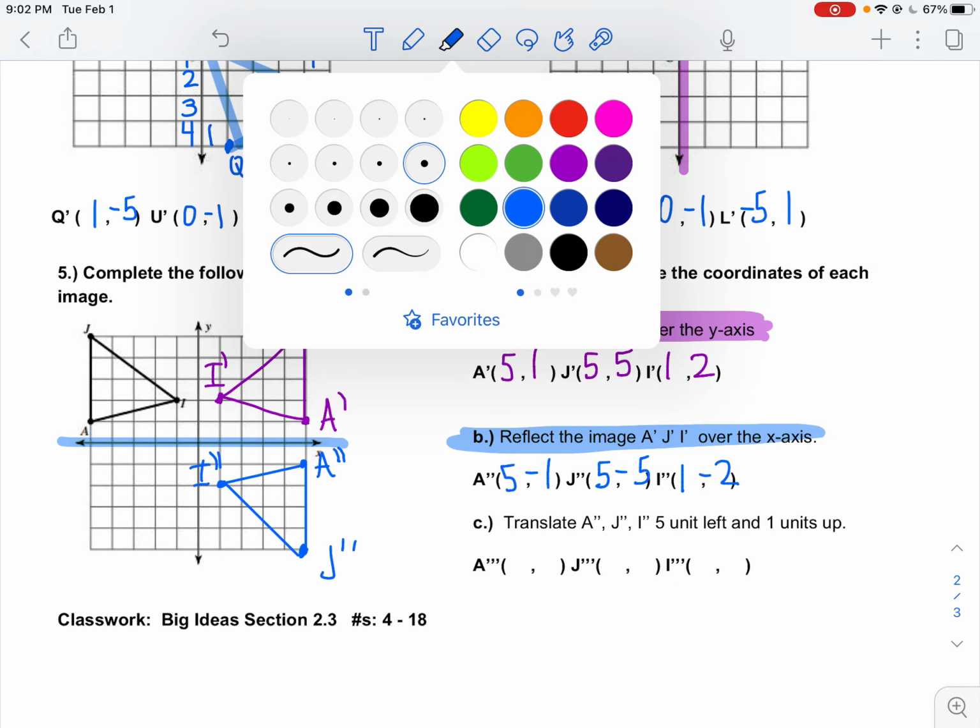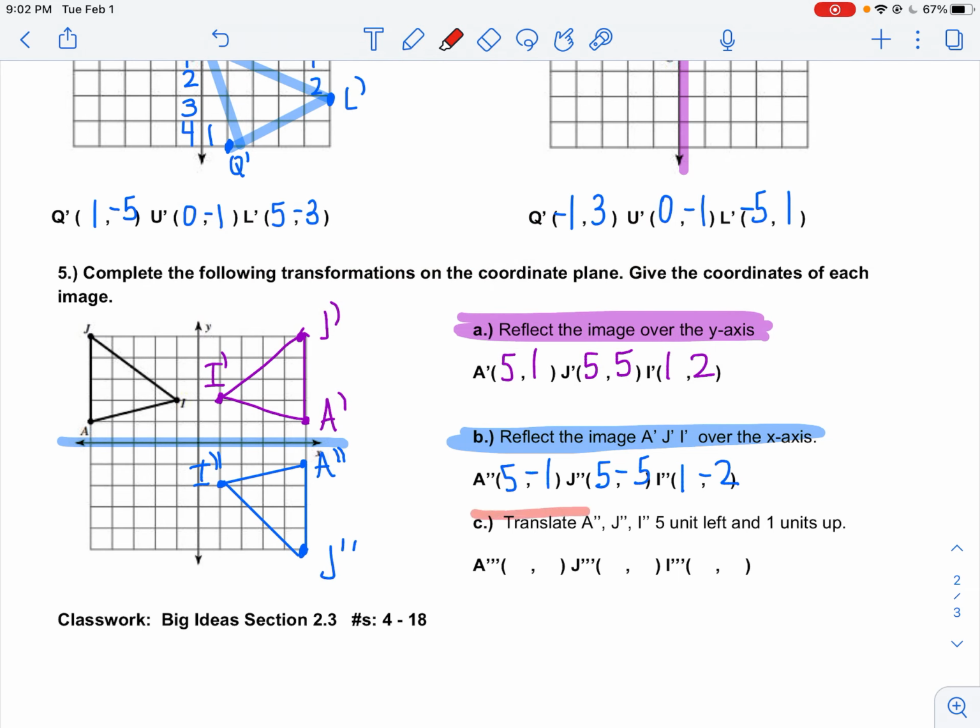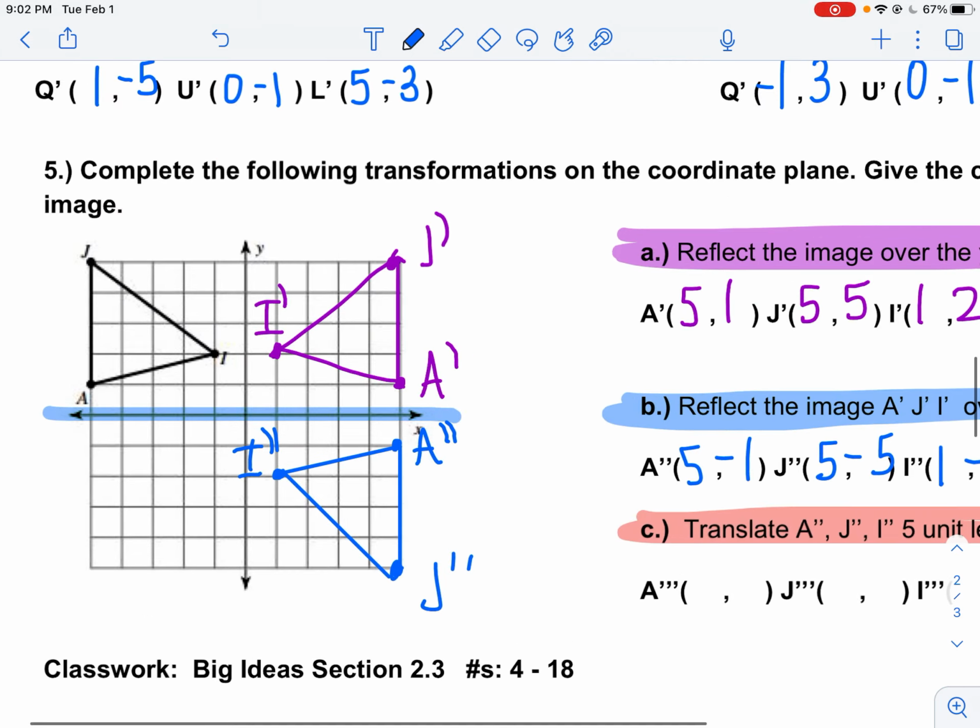All right, the last thing it asks us to do is translate. So we're going to go back to what we did yesterday. Translate A double prime, J double prime, and I double prime 5 units left and 1 unit up. So from each of those, so I'm going to start with I. So I is going 5 left and 1 up. So 1, 2, 3, 4, 5, and 1 up, and then I'm going to label that.